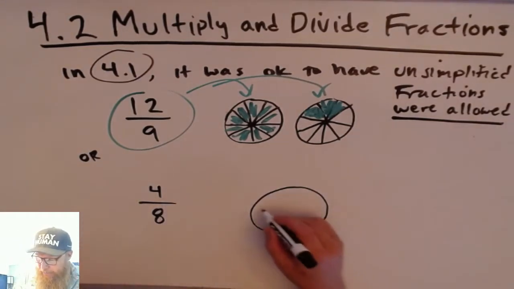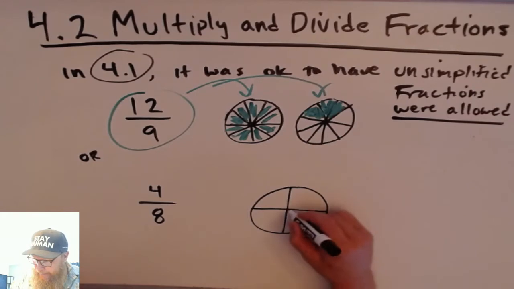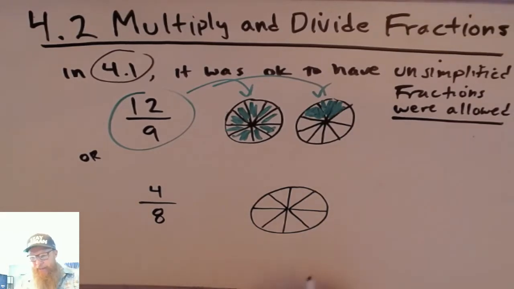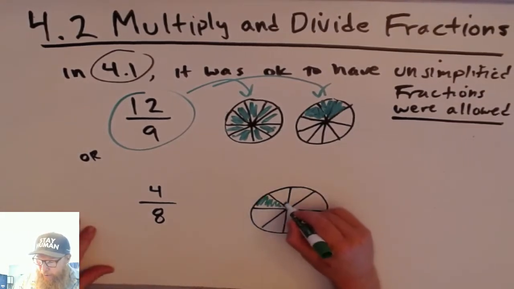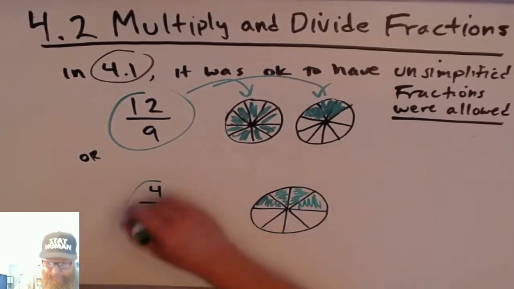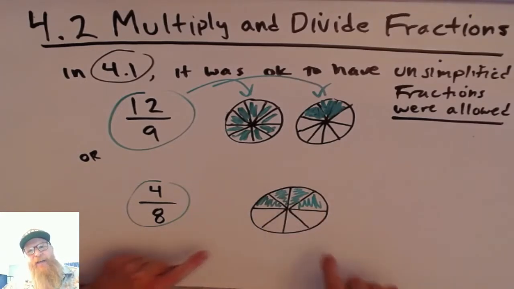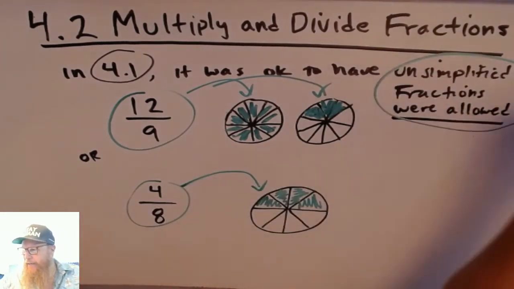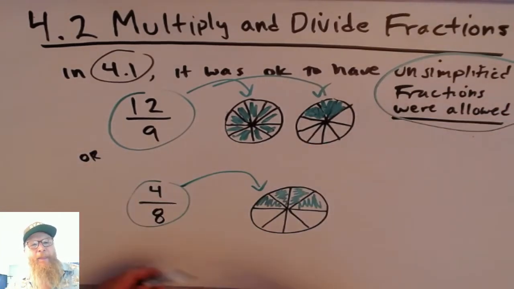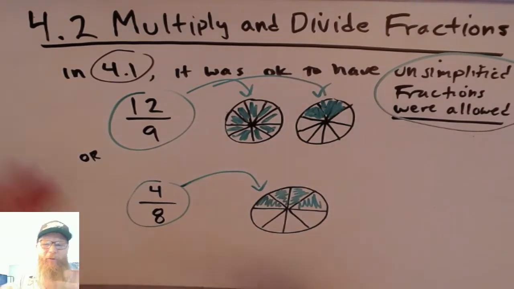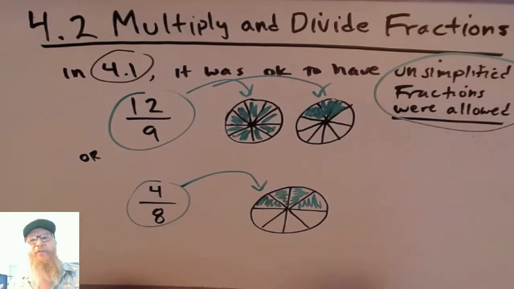A proper fraction represents less than 1 whole unit. So this would be 4 out of 8. This has a denominator of 8 because the pie has been cut into 8 pieces, and I'm shading 4 of the 8 pieces. And so this would have been okay, unsimplified. It would have been okay to leave the answers like that. Some of you might have simplified them just out of habit. But in 4.2, I'm going to insist that you do that.